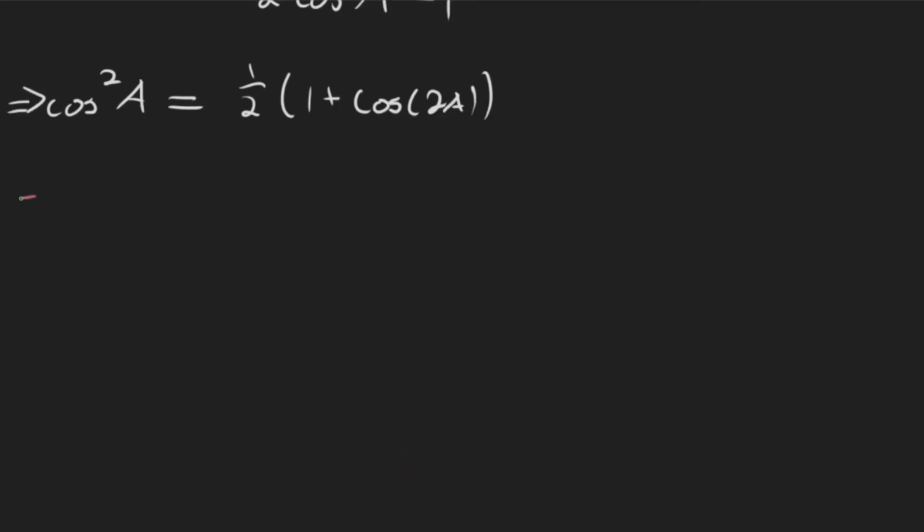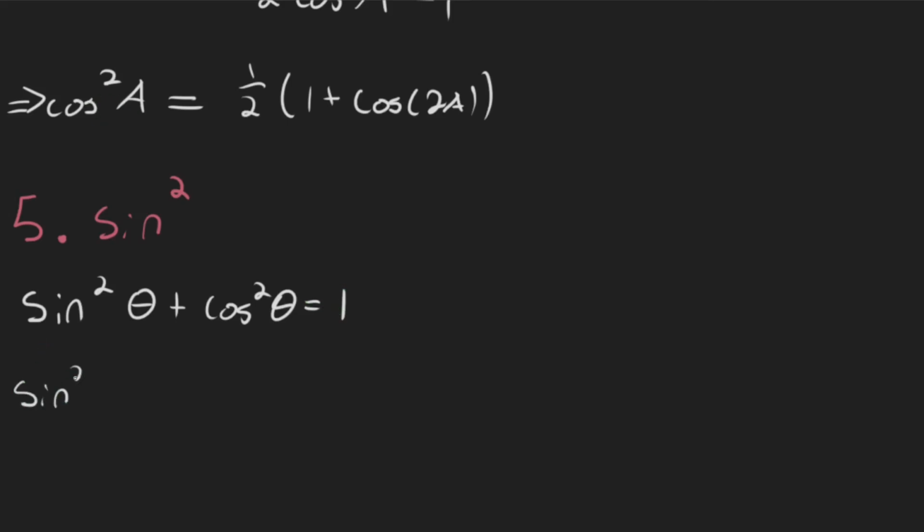All right? And now we can leverage this to get the sine squared identity. Let's start with what we know. We know the Pythagorean identity, right? Sine squared plus cosine squared has to equal 1. And now we're going to substitute this in. So we get sine squared theta plus 1/2 times 1 plus cosine of 2 theta has to equal 1. Let's just call this A to be consistent with the other one. You can call it theta or you can call it A. It's just a placeholder for our angle, right?